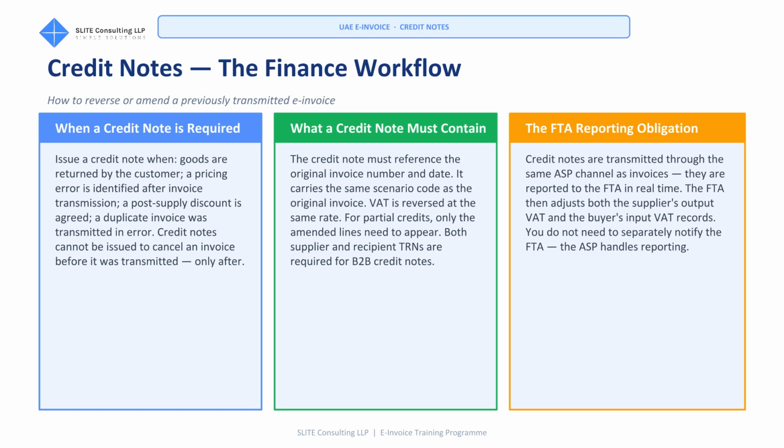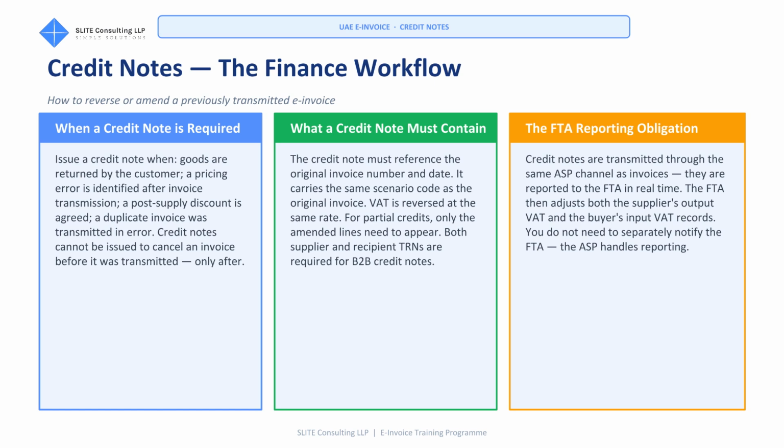The credit note flows through the ASP exactly like an invoice: validated, signed, transmitted to the buyer, reported to the FTA. Your buyer reverses the input VAT they previously claimed. You reverse the output VAT you previously declared. Both sides reconcile automatically because the credit note references the original. The common failure here is issuing a free-text credit note in your ERP that doesn't carry the scenario code. It gets rejected. Configure it once properly.